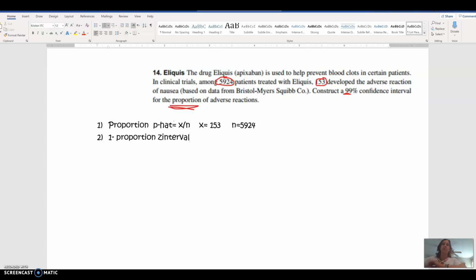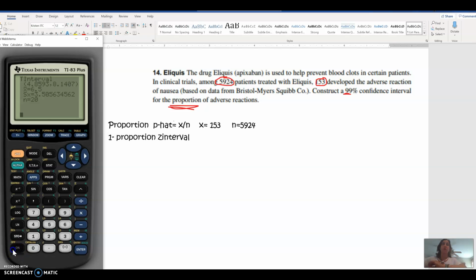So I'm going to go to my calculator, I'm going to turn it on, I'm going into stats, I'm going to go into tests, and I am going to go down till it's the intervals, and here is my one proportion z interval. I know it's a proportion because they told me it's a proportion. It's one because I only have one proportion. I'm only dealing with one sample, and I'm using a z interval because we discussed that that is the best thing to use for proportion.